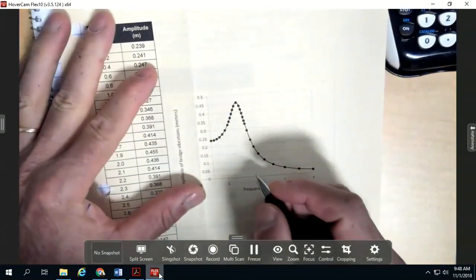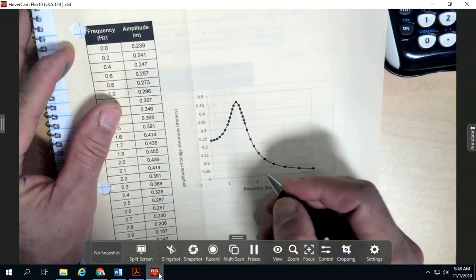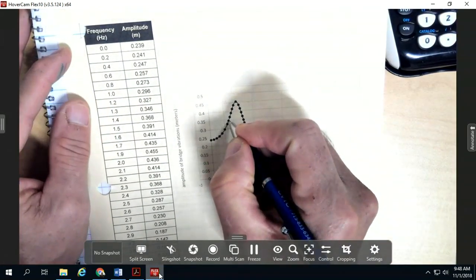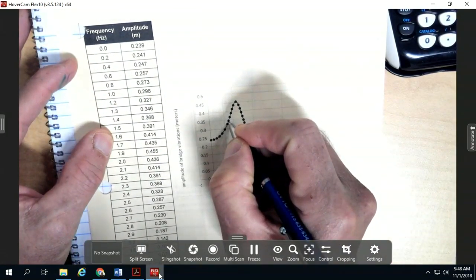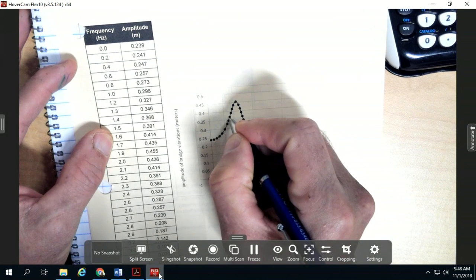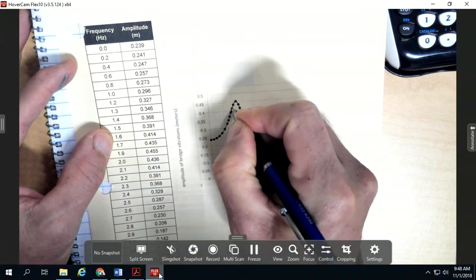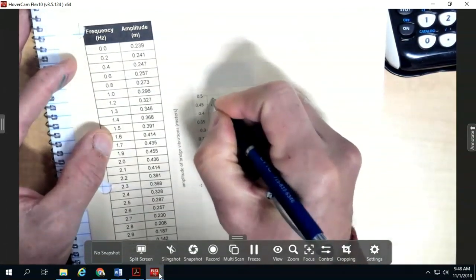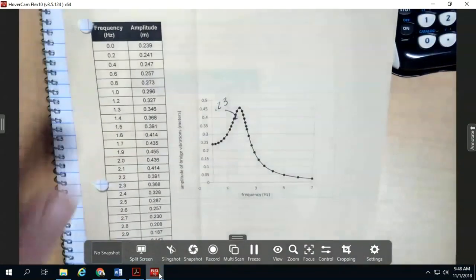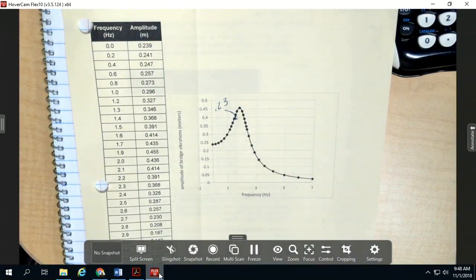So in this section of the graph, where I went from 1.5 to 1.6, this section of the graph right here, the slope was 0.23. Does that slope make sense? First of all, it's going uphill, which means our answer should be positive, right?